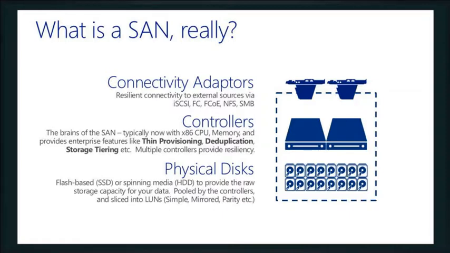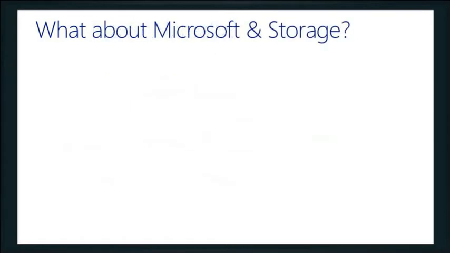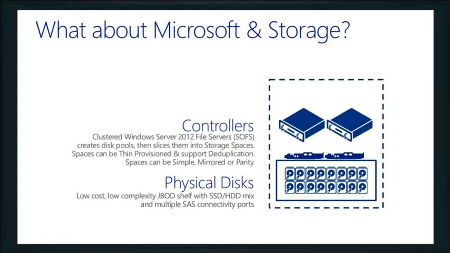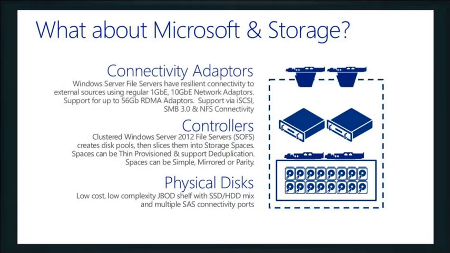All right. Now, what is Microsoft in storage? It is a bunch of physical disks. It is two controllers, which are actually two clustered Server 2012 file servers running storage spaces, where you can turn on thin provisioning and deduplication. And they can be simple, mirrored, or have parity. Okay? And then there's the connectivity adapters.